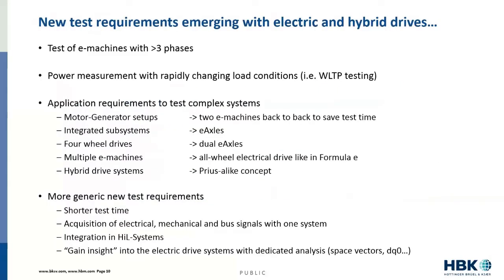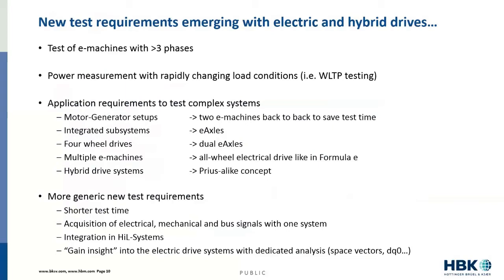Now, in addition, we're seeing more and more electric type machines in the market, and there's some unique test requirements that are coming with those. So seeing machines that have more than 3 phases is becoming more and more common. There are some new testing requirements for power measurements under rapidly changing load conditions, such as WLTP testing. Also, in the interest of saving test time, you're starting to see more motor generator setups. So you've got 2 E-machines that are being set up back to back to save testing time.